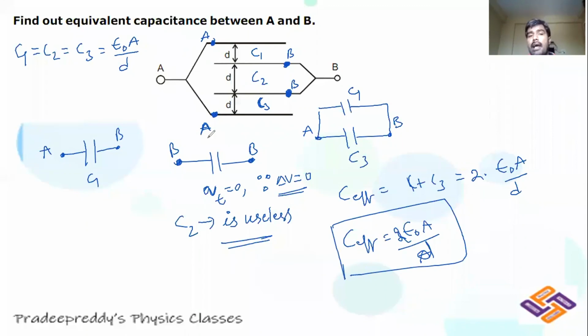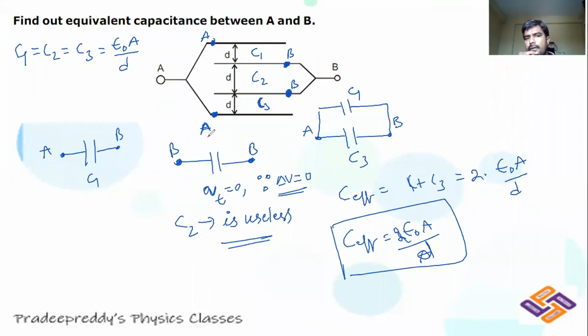So remember, always when you are dealing with these kinds of problems, step 1, you should count how many plates there are, and remember that the number of plates minus 1 gives you the number of capacitors. 4 plates are there, 3 capacitors it makes. 5 plates are there, 4 capacitors it makes. 10 plates are there, 9 capacitors it makes.